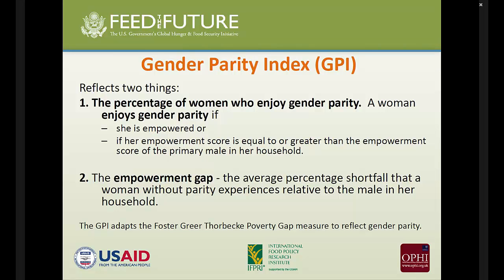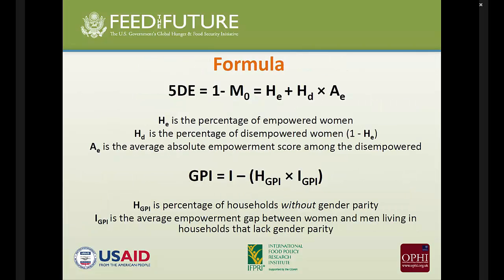So when there is no male, they're included in the 5DE because the 5DE only uses women's scores. In the GPI, only dual adult households are included. The GPI requires data for households that have both male and female respondents. That's why the GPI has a lower weight, because it's a smaller sample. It doesn't include all the households.